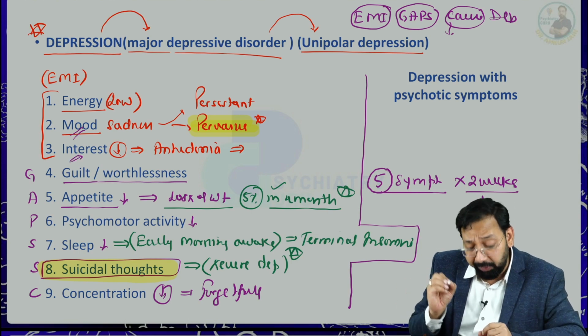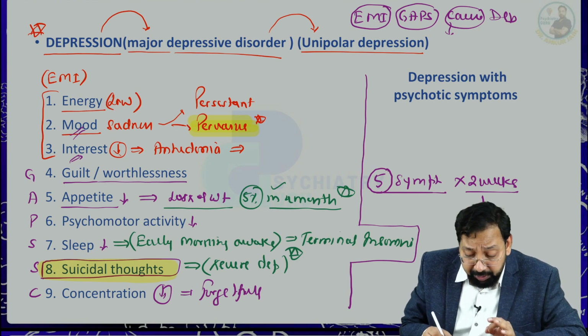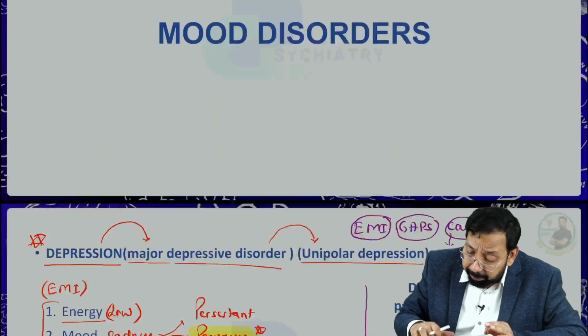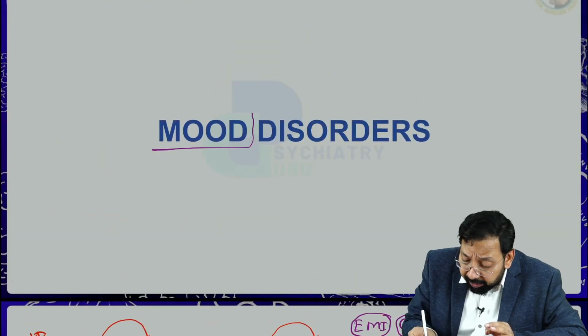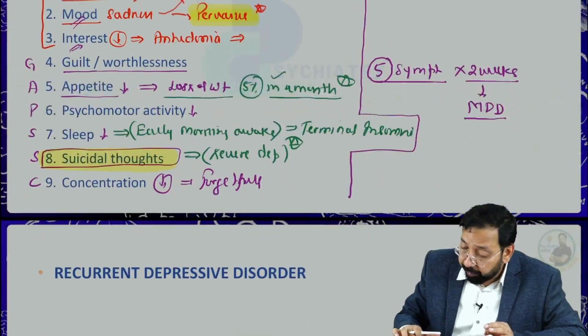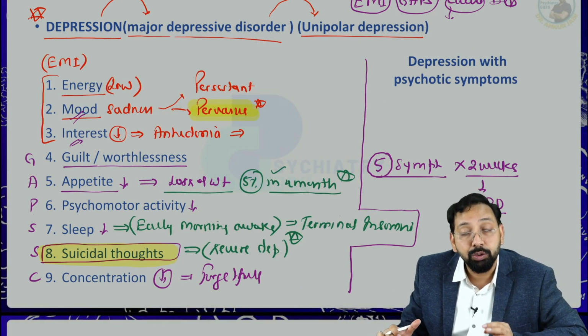A recently asked question in FMG was that the main feature or key feature of depression is, you all know depression is a mood disorder. So key feature, if you ask me, I will say this is mood. This is the key feature of depression. Yes. Now, five symptoms out of these, if present for 2 weeks, major depressive disorder or unipolar depression or depression.